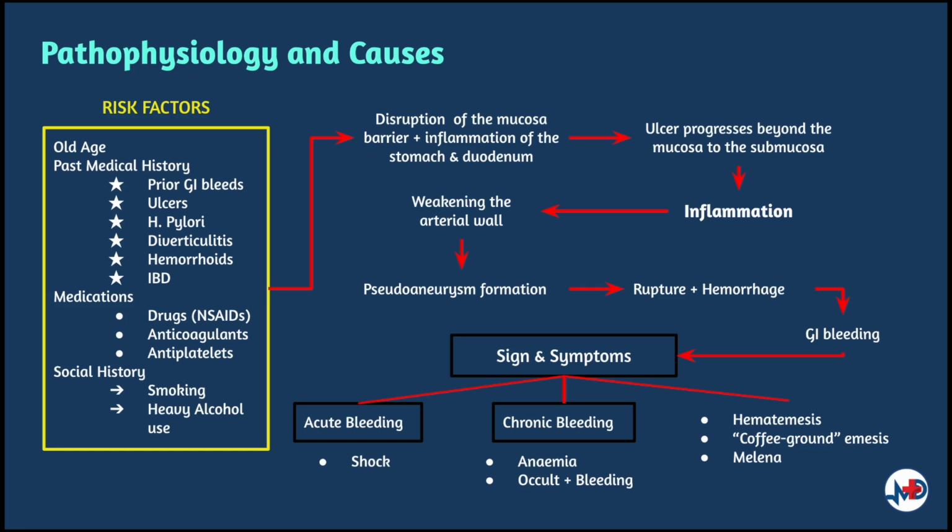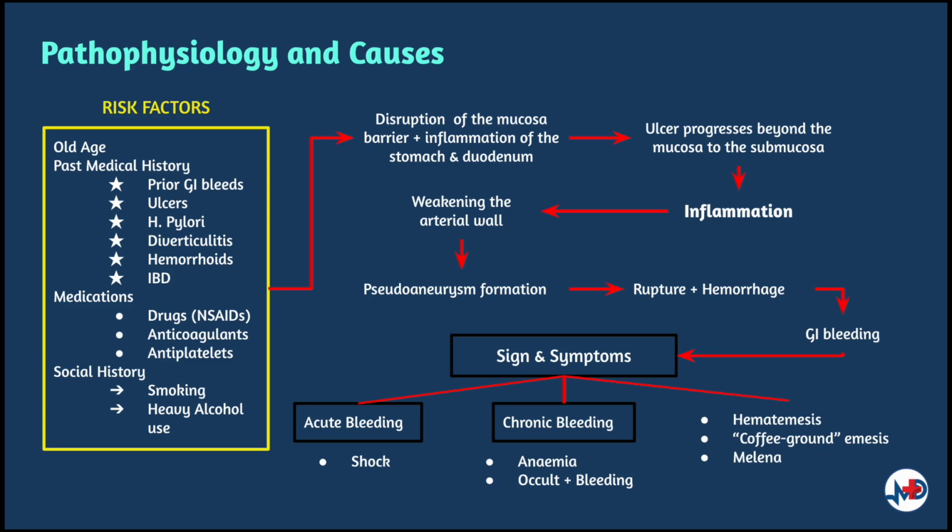If we're looking at the risk factors, you may want to consider old age as a risk factor, any past medical history of prior GI bleeds or having GI ulcers, diverticulitis, history of Helicobacter pylori infection, as well as inflammatory bowel disease may pose as risk factors as well. Medication intake such as drugs, primarily NSAIDs, anticoagulants and antiplatelets may pose as a risk for upper gastrointestinal bleeding. And last but not least, a social history of consumption of alcohol as well as tobacco smoking may need to be elicited as well.